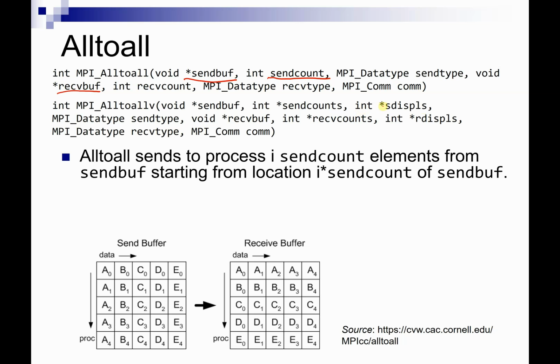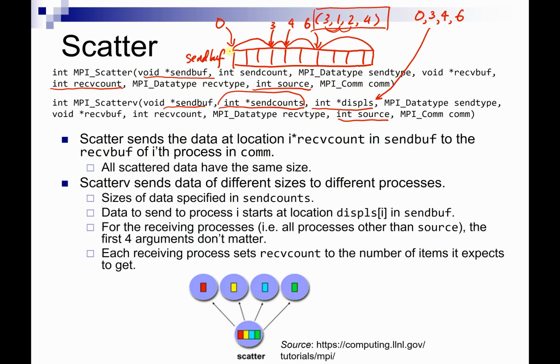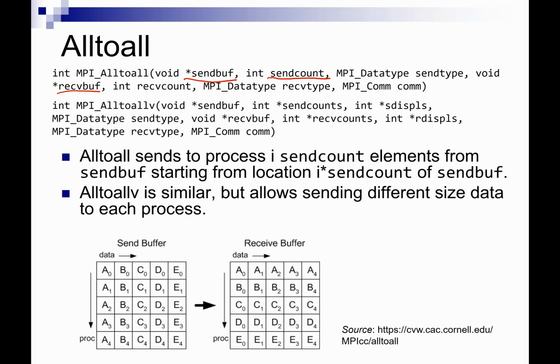And this thing over here, the displacements, is again one of these vectors that keeps track of where the data is starting in the vector that I'm sending to other processes. And again, to compute that, you can be using this prefix sum operation.